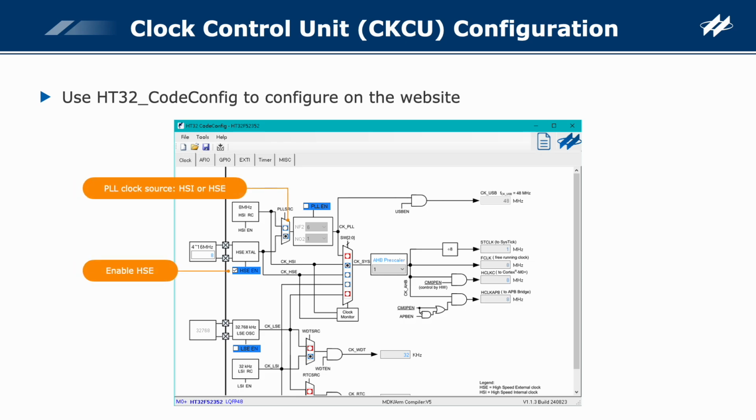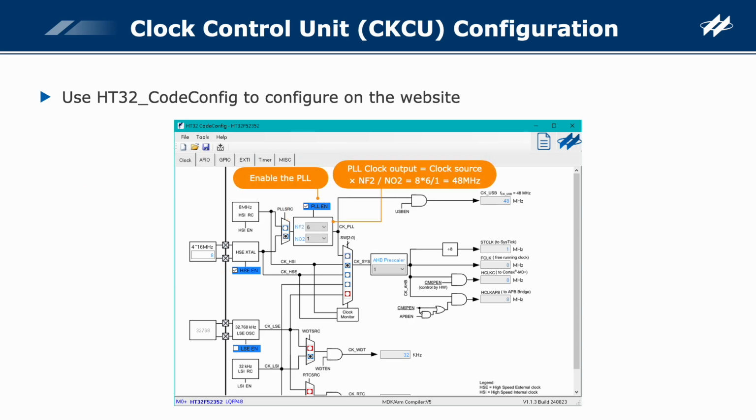Configure the phase lock loop. First select the input clock source. When HSE is selected as the input clock source, the HSE must be enabled. When the PLL is enabled, the output clock frequency is equal to the clock source multiplied by NF2 and divided by NF1. As above, 8 MHz multiplied by 6 and divided by 1 is equal to 48 MHz.